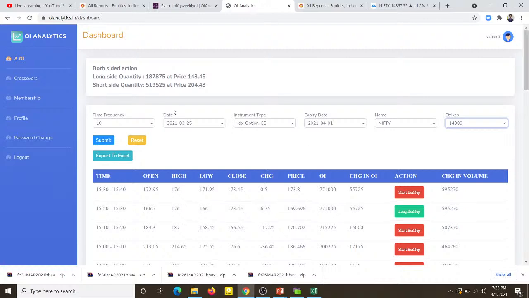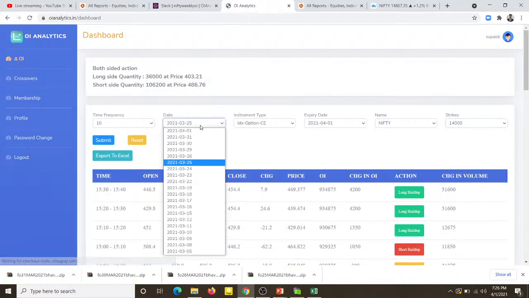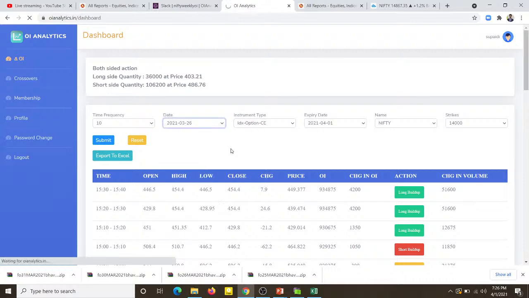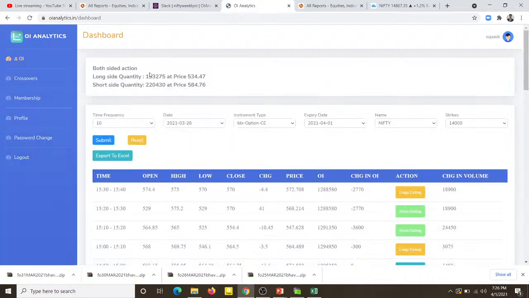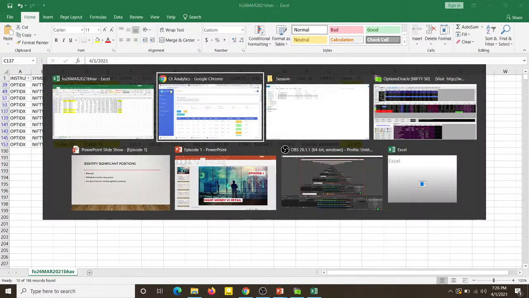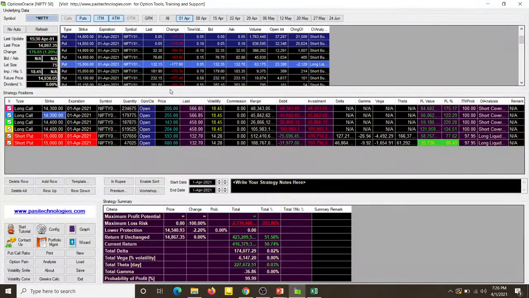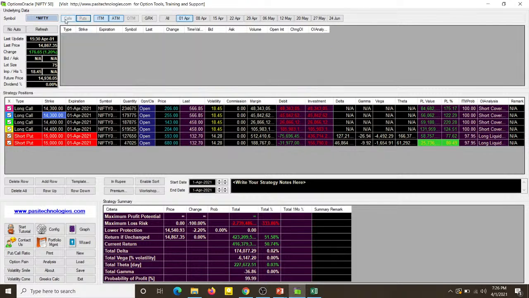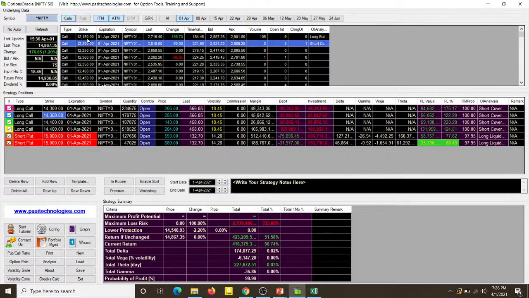14,000 call, and this is from 26th of Feb, not 25th, but 26th of Feb, correct? Yeah. So this is what we are going to add. Default we are going to add short, correct? Unless the market gives some confirmation, correct? Fine.